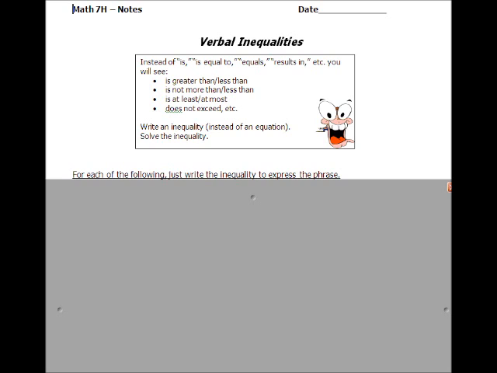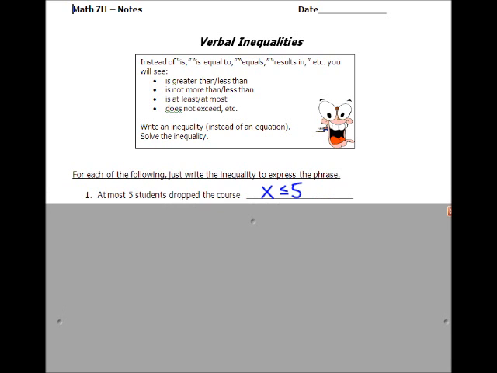So you need to be very clear on "is greater than," "is not more than," "is at least," "does not exceed." And always think about a real life example or put in some numbers if you're unsure. So I'd like you to do that first section on your own, 1 through 7, and come back and check with me, okay? So if you haven't done so already, please work on those 7 problems and come back writing inequalities.